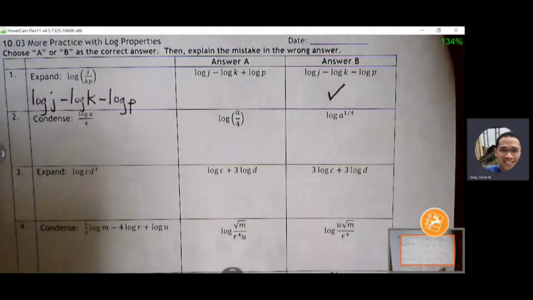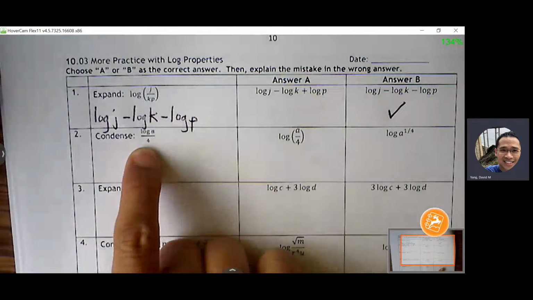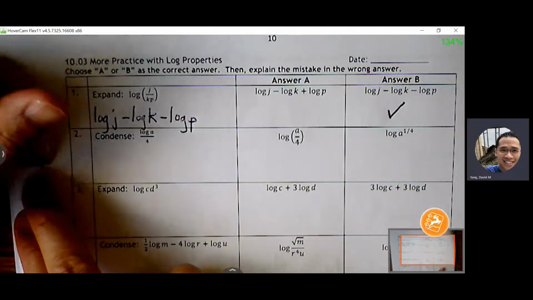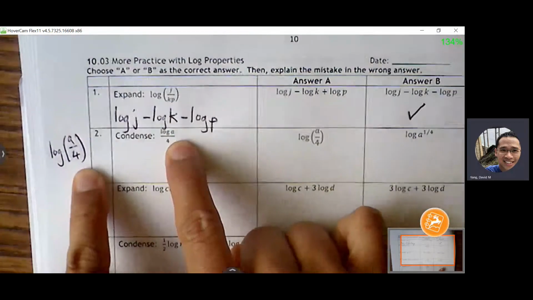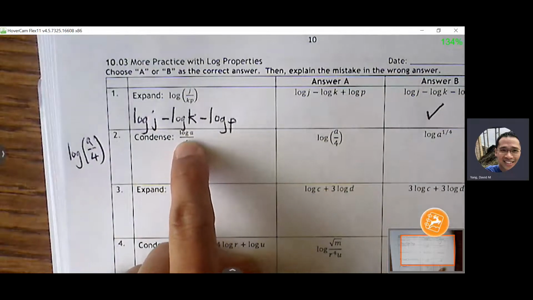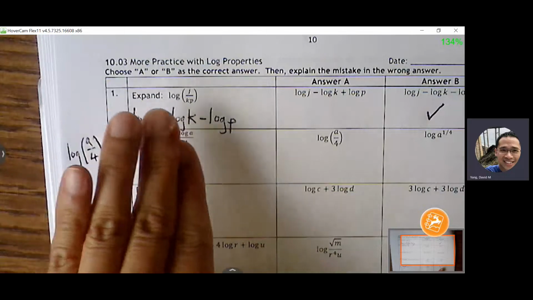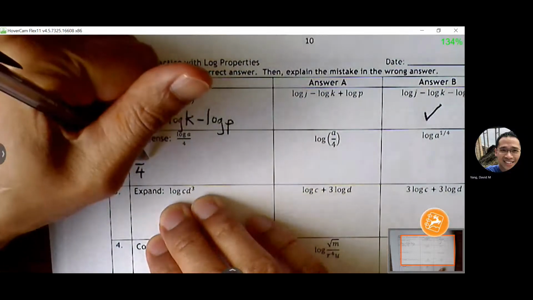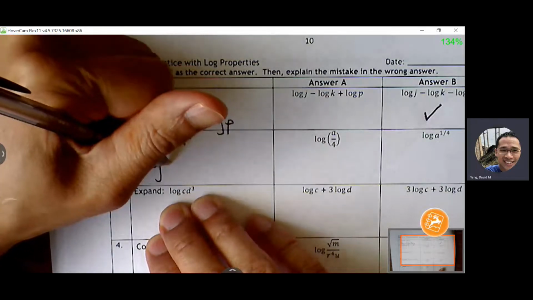Now, number 2 is a little bit misleading here. Let me ask you this: is log of A over 4 the same thing as log of A over 4? Are these the same? No. This 4 is not inside the log. So we want to think of this 4 as really a coefficient of 1/4. Dividing by 4 is the same thing as multiplying by 1/4.